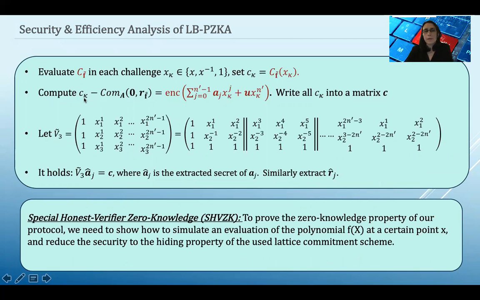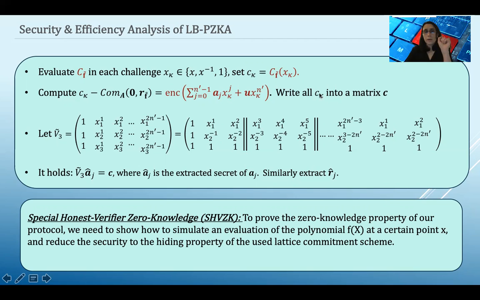And then the extractor computes, so we denote the evaluations of those commitments in the corresponding challenge by a small c kappa. Then we compute c kappa minus the 0 commitments, and we obtain the encoding of the powers of the masked values of A and masked values. So here a tilde is missing.